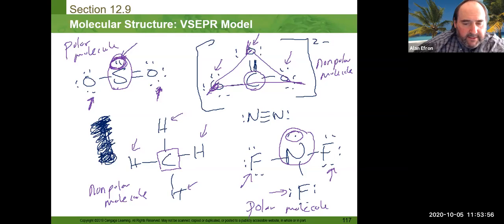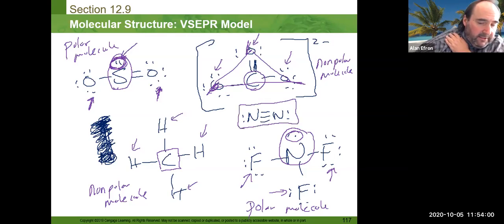And lastly here, I have N2, which is a diatomic molecule. Both of the ends in this case would have the same electronegativity, which means that this bond here, this triple bond, is a nonpolar bond. And because that is the only bond present in this molecule, that would also mean that it should be a nonpolar molecule.